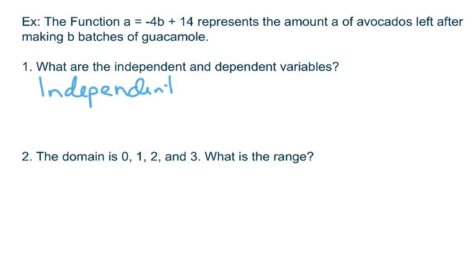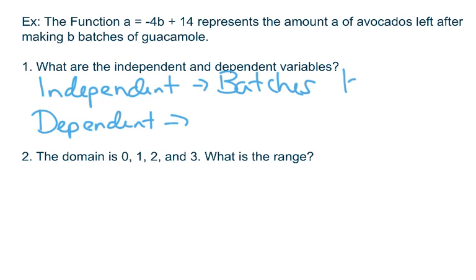Independent and dependent. What are you choosing to do? Are you choosing to make batches of guacamole, or are you choosing the amount of avocados left? To me, we're choosing how many batches we're going to make, because the amount of avocados left is a result of making the batches of guacamole. So to me, the independent variable is the number of batches, and that is b. The dependent variable then is the amount left, or the amount remaining, and that is a.